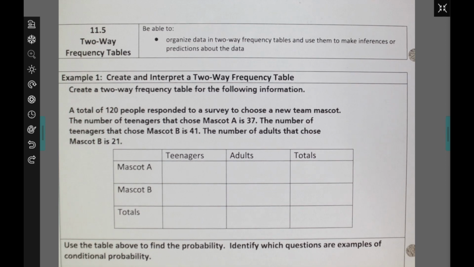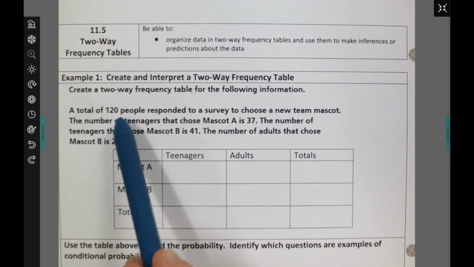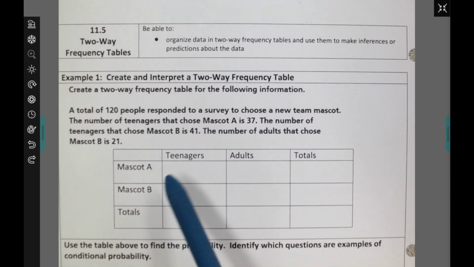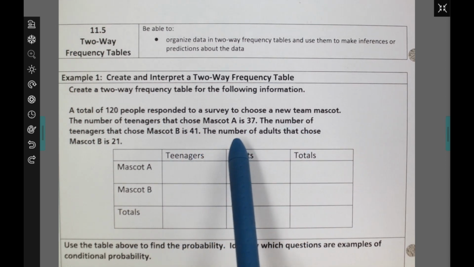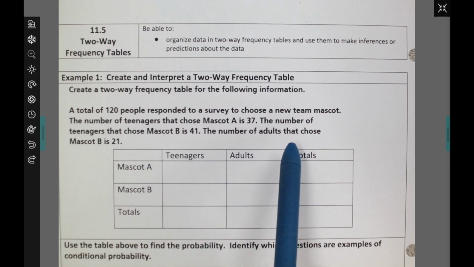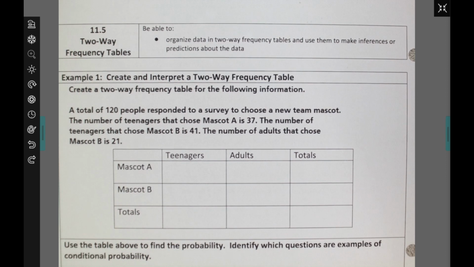So example 1. They ask you to create a two-way table. You look at it, they tell us that we have a total of 120 people. They respond to a survey about a mascot. Number of teenagers that chose mascot A is 37. Number of teenagers that chose mascot B is 41. Number of adults that chose mascot B is 21. So they give you tons of information in here. We need to build the puzzle.